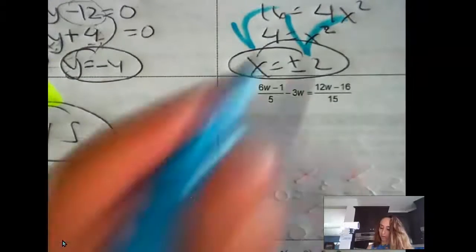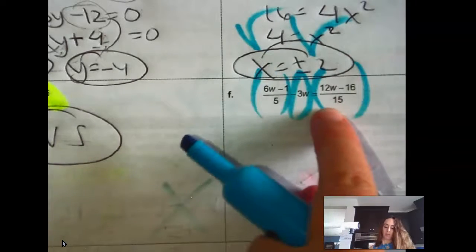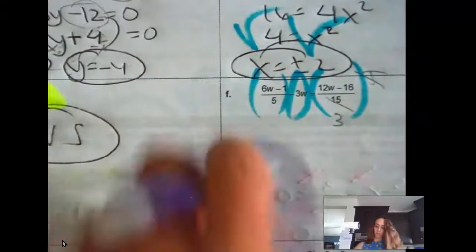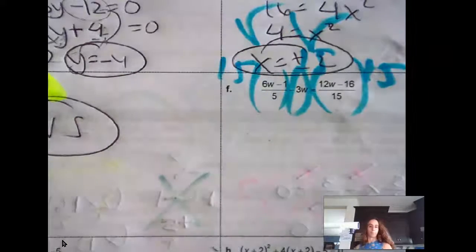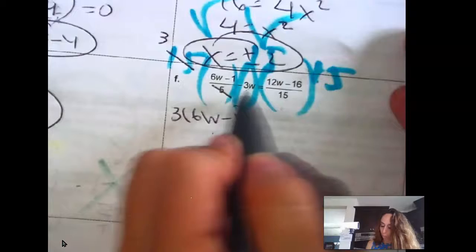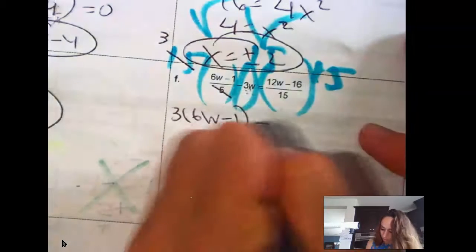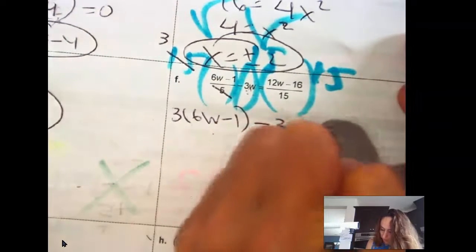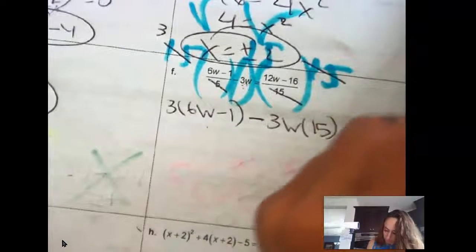What's my issue? The 5 and the 15. If I multiply by 5, and that's all I did, there would still be a 3 on the bottom. But if I multiplied everything by 15, and again, if you want to do it a different way, I don't care. Just make sure you actually know what you're talking about. Then you're good to go. The 5 goes into 15 3 times, so that would distribute. There's nothing that can go away here because there's nothing on the bottom. So minus 3w times 15 equals, and now all of this is gone, 12w minus 18.